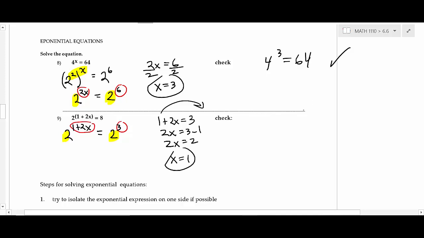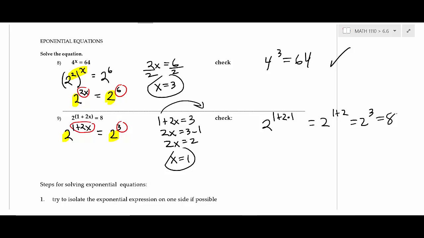Okay? And then for checking on this, you would just do 2 to the 1 plus 2 times 1. Just replace x with 1. That would be 2 to the 1 plus 2. That's 2 to the third. So that's equal to 8. So those two are really simple to go through and check and verify.